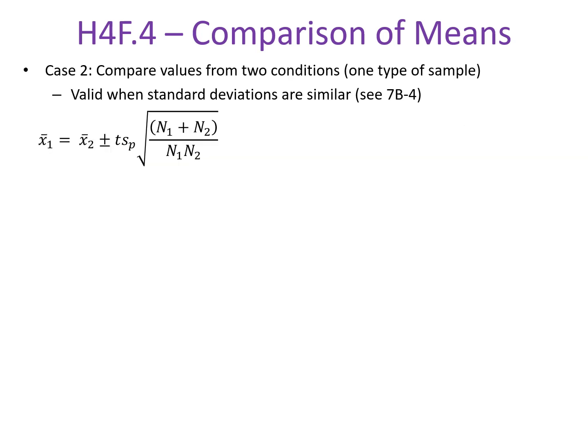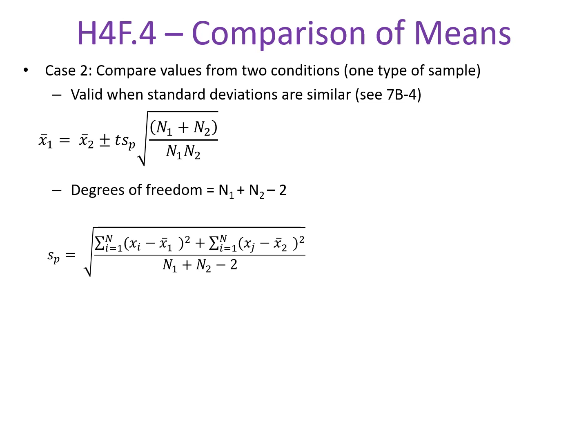So now we know what our standard equation should look like based on the standard error of the mean. But how do we calculate that S pooled, the S subscript P? Because we have two samples, each with n minus 1 degrees of freedom, the overall degrees of freedom is n1 plus n2 minus 2.